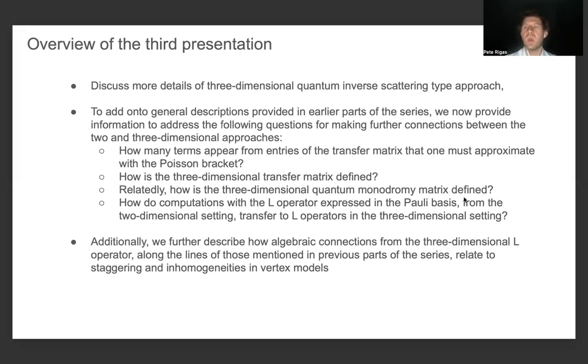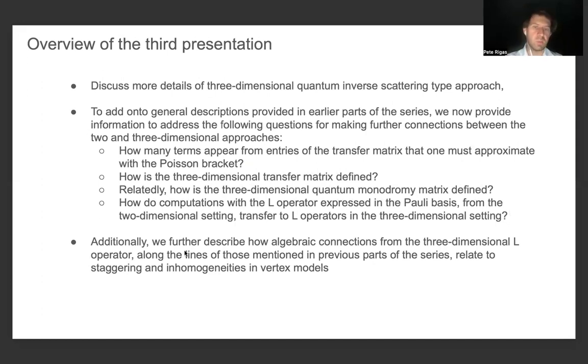We'll also be able to direct the focus of the viewer to some of these characteristics. And finally, in the fourth bullet point, how do the computations with the L operator expressed in the Pauli basis from the 2-dimensional setting transfer to L operators in the 3-dimensional setting? So we're going to provide some general parallels, but obviously the 2-dimensional and 3-dimensional cases won't be exactly the same, though some parts will be similar, from which we can form some conclusions and observations about the parts of the quantum inverse scattering type method that are different.